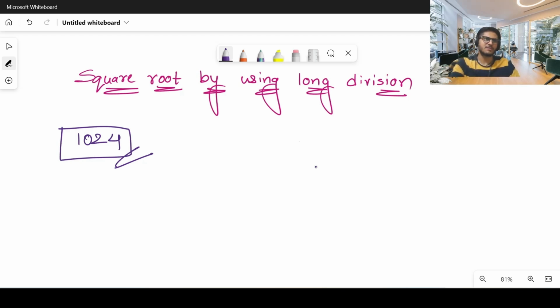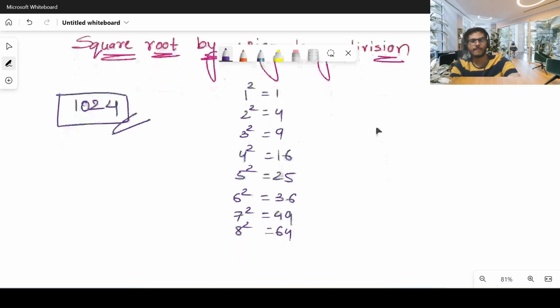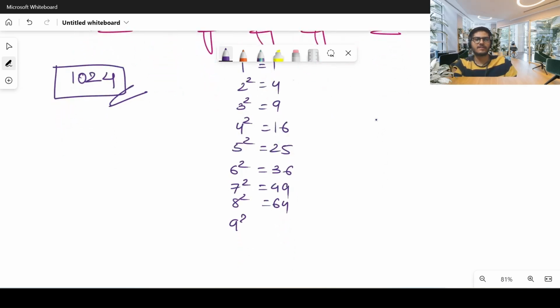Before we move on to square root, let's first revise what a square is. Basically, I just wanted to show you how the square of a number works. For example, 1 square is 1, 2 square is 4, 3 square is 9, 4 square is 16, 5 square is 25, 6 square is 36, 7 square is 49, 8 square is 64, 9 square is 81, and 10 square is 100.